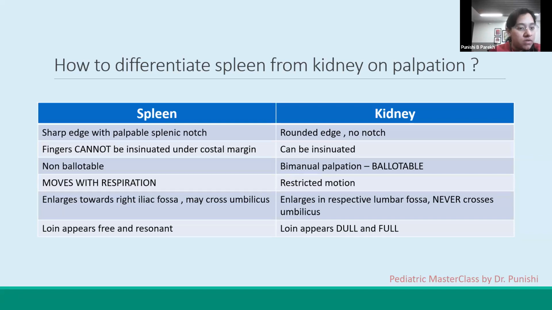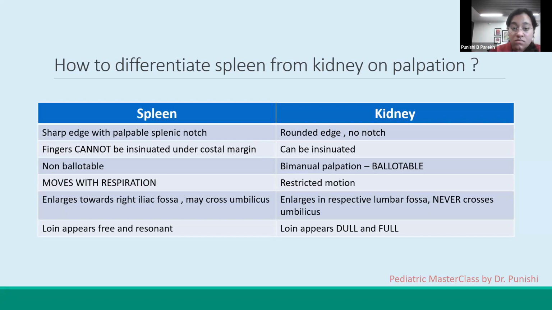The spleen is non-ballotable. It moves with respiration. It enlarges towards the right iliac fossa, even large enough to cross the umbilicus, and the loins appear free and resonant. Whereas if it's a kidney, it's going to be more rounded. You won't feel a splenic notch.